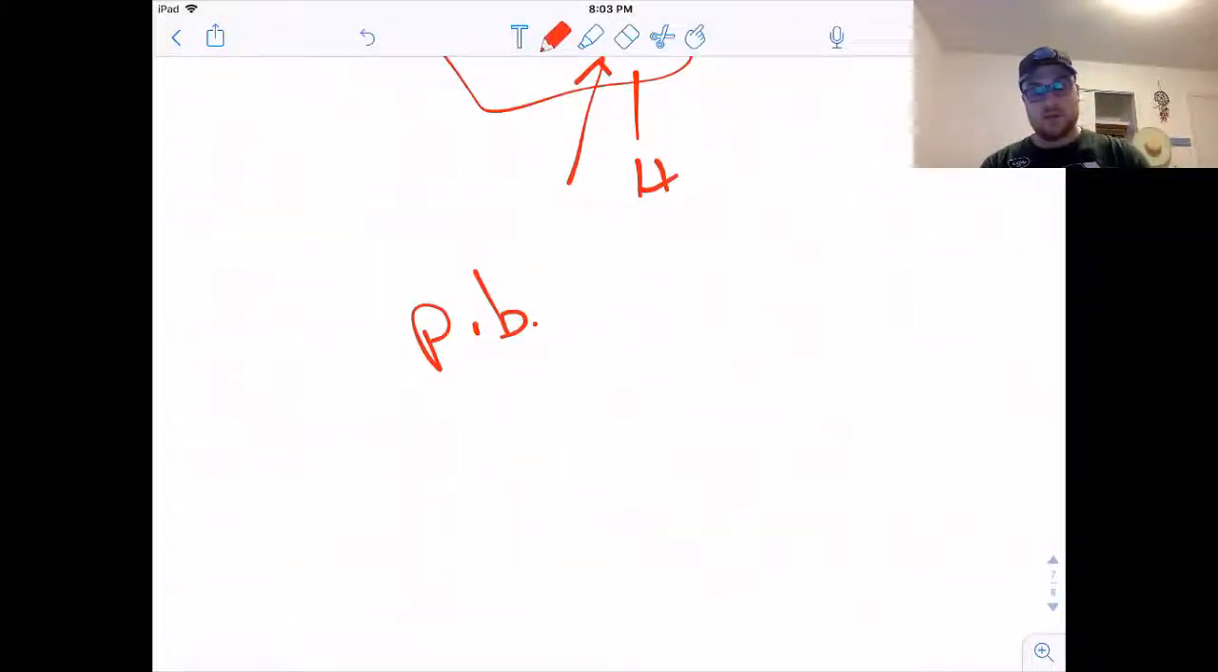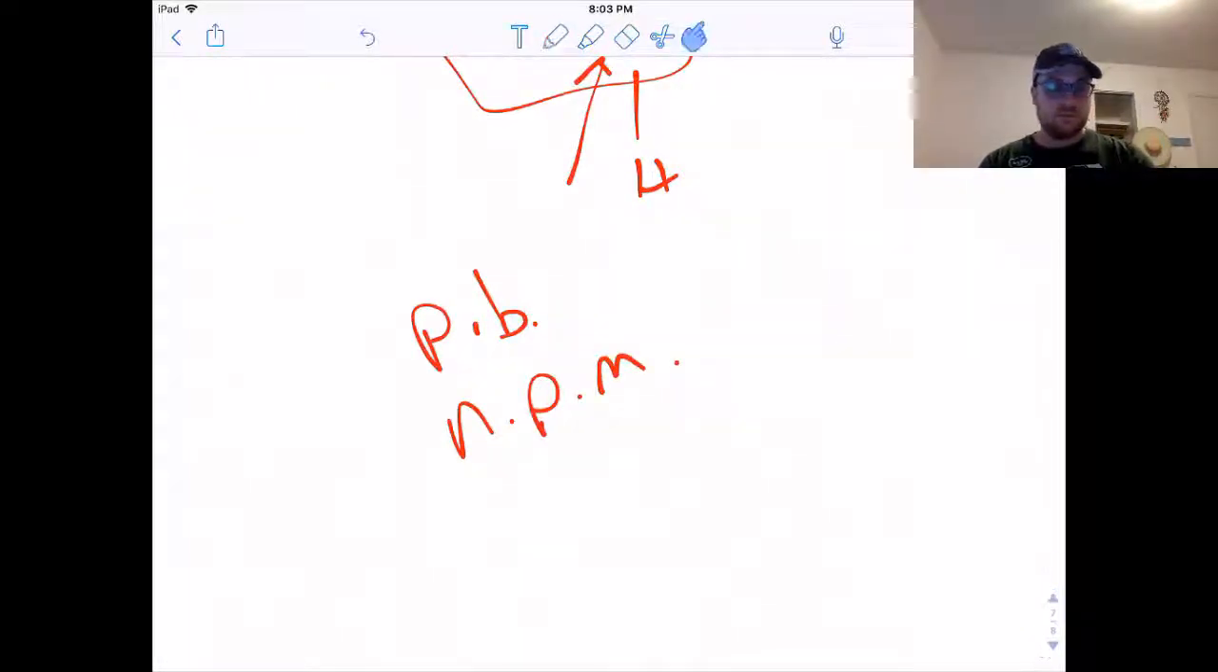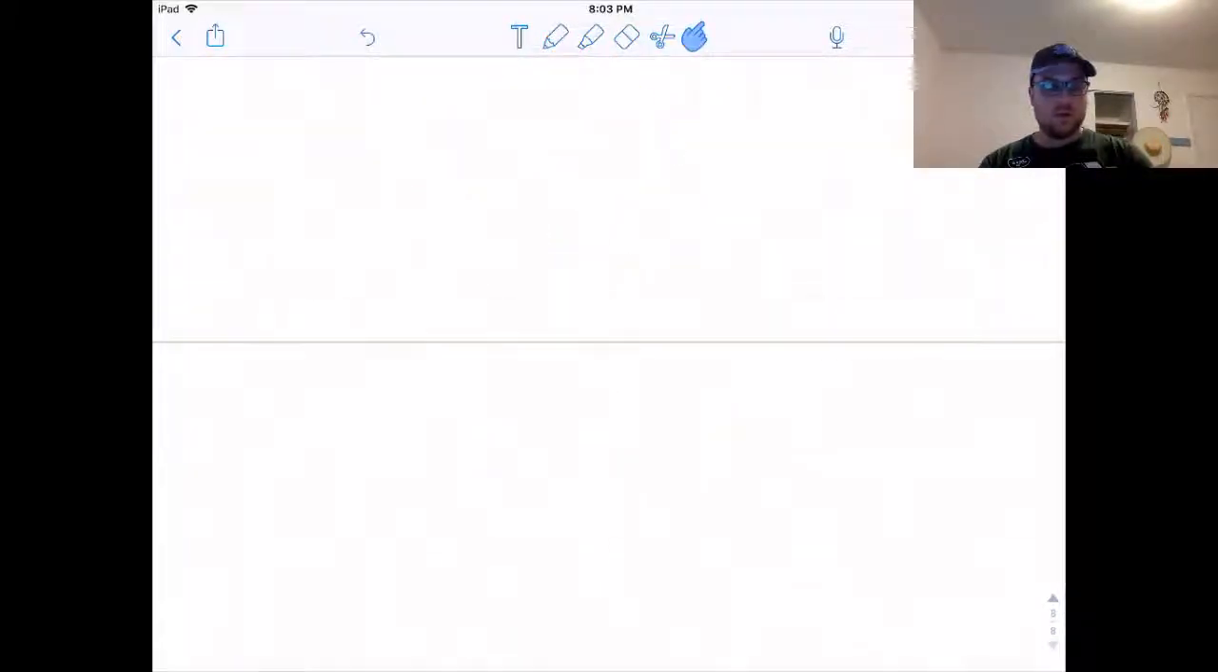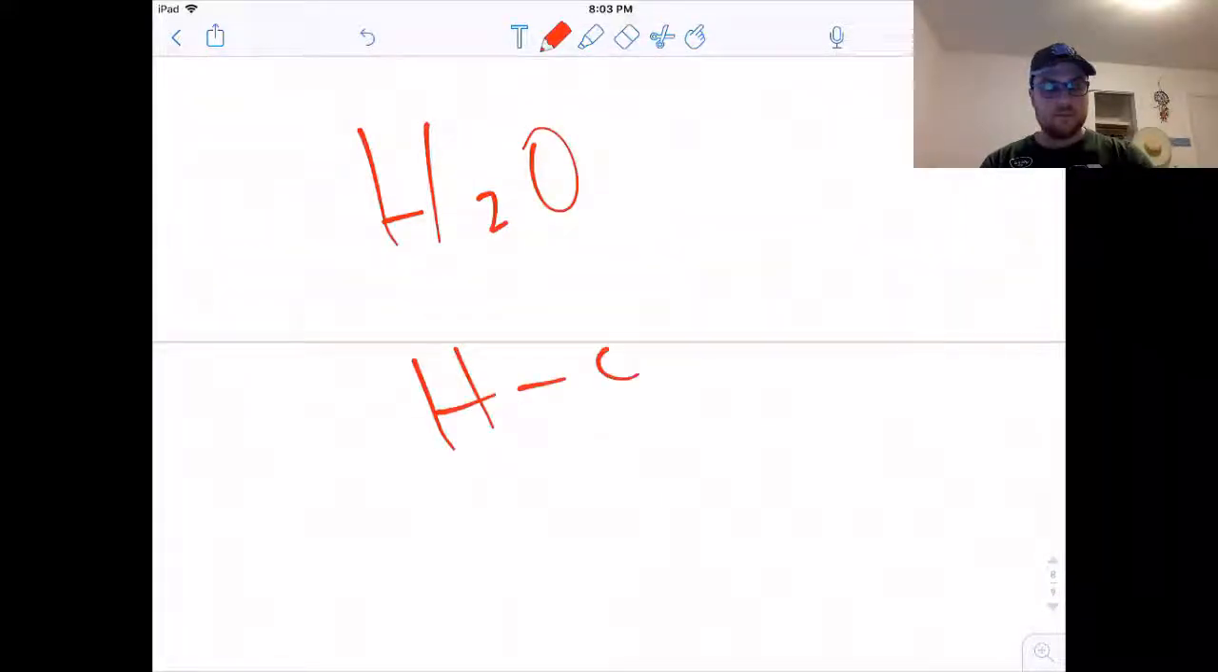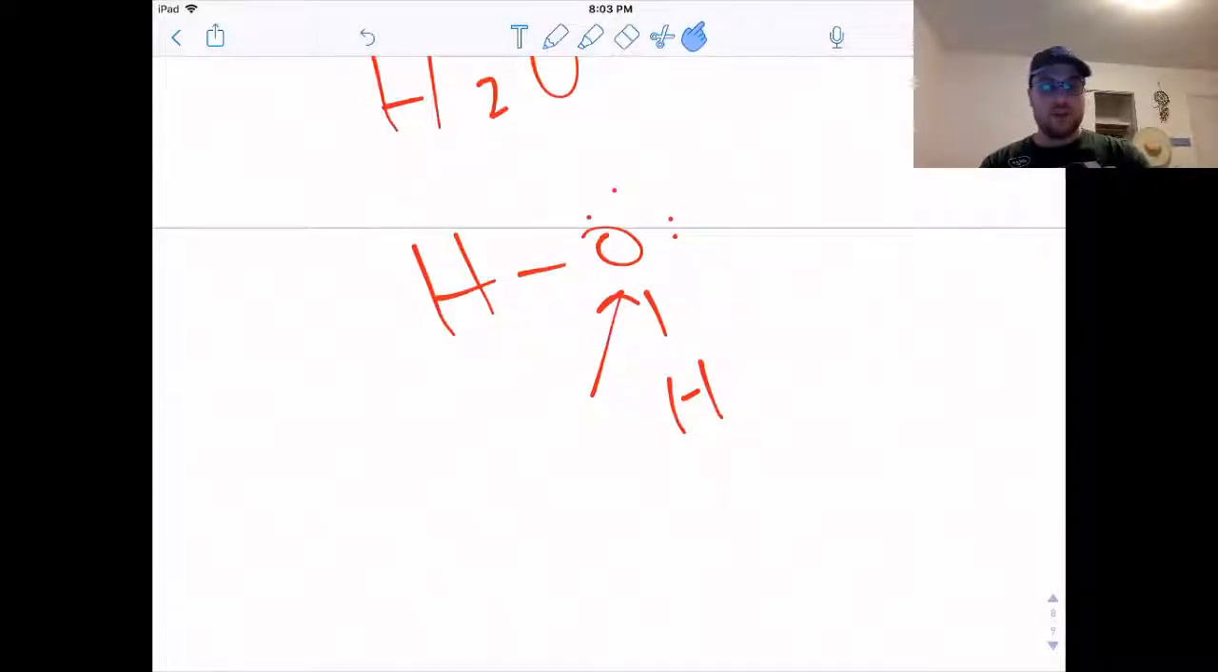Water. Look at oxygen. First, O and H are two different atoms. That's a polar bond. I see lonely dots on oxygen. Polar molecule.